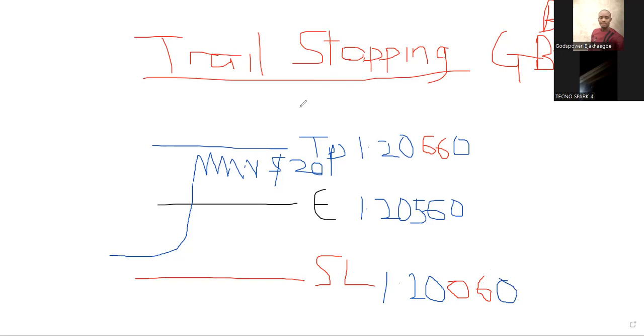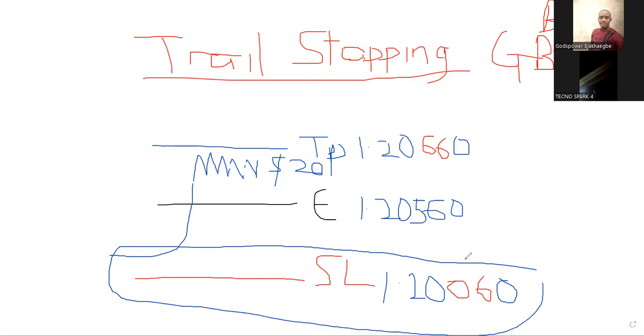Can you see? So let's say if this trade is consolidating, you move this trade above your entry point. Once you move this trade above your entry point and put here, you agree with me that you now have a new value for your stop loss. The new value for your stop loss will be in between 1.20560 and 1.20660.